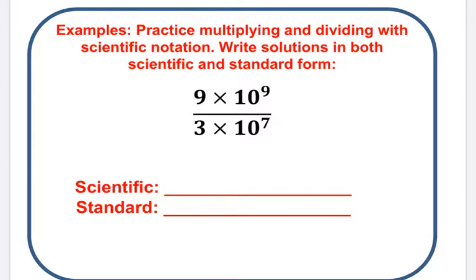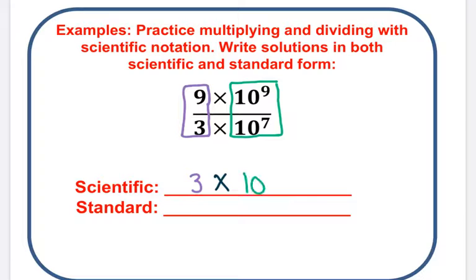Okay, this is pretty much already arranged for us. I want to divide 9 divided by 3. And remember, we want to subtract exponents. So 9 divided by 3 is 3. And then I subtract those exponents, so I end up with 10 to the second. Okay, so this one was pretty easy because I didn't need to switch anything around. Let's rewrite it in standard form. So this time I need to add 2 zeros.